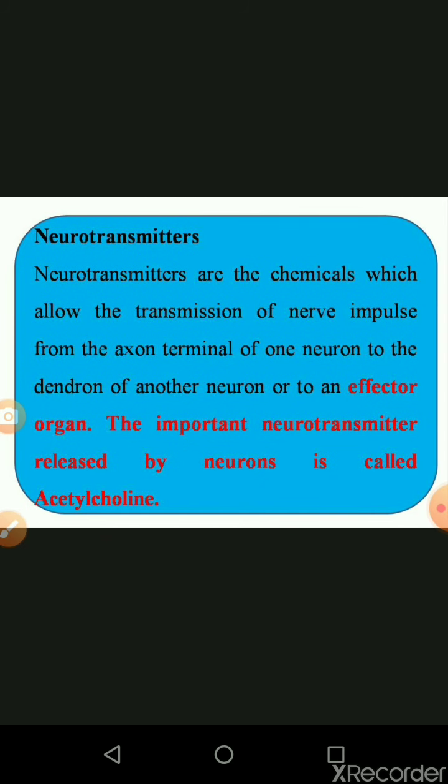Then the important point of this transmission is the neurotransmitter. Neurotransmitters are chemicals which allow the transmission of nerve impulse from the axon terminal of one neuron to the dendron of another neuron or another effector organ. That means, when our hand touches a hot plate, what does it do?